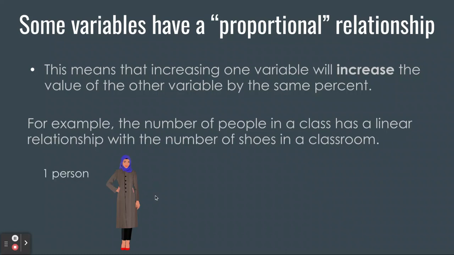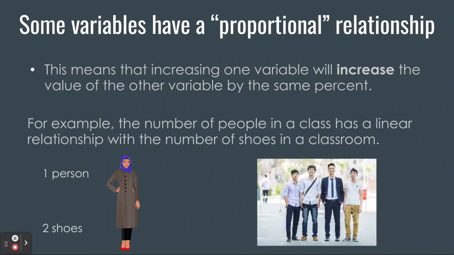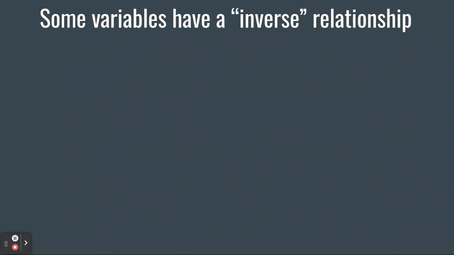Let's take our friend here. We have one person and there are 2 shoes in the classroom. Right, now let's say we have a classroom of 4 people. So we have 4 times that one person gives us 1, 2, 3, 4 people. And that means that to find out the number of shoes, we multiply by the same number. 4 times 2 would give us 8 shoes. 1 person, 2 shoes. 4 people, 8 shoes.